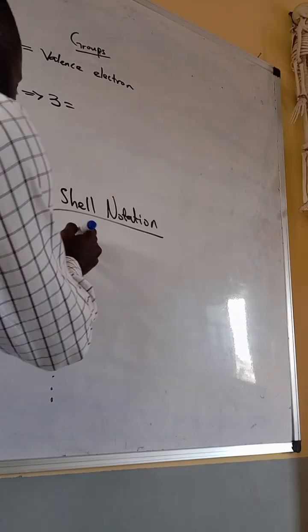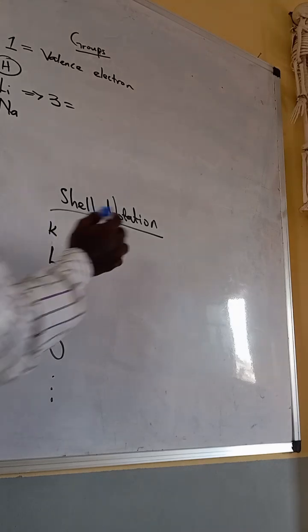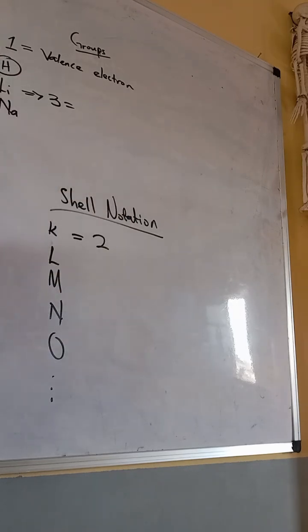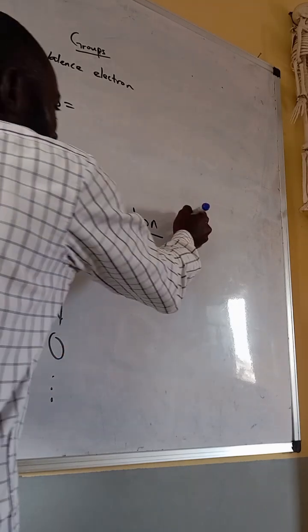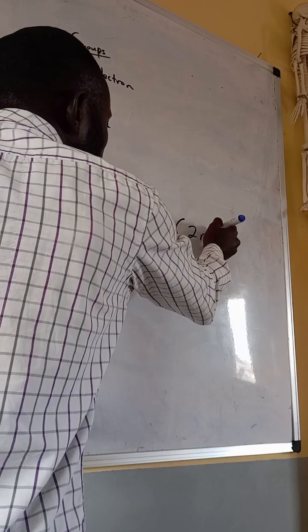For the K shell, it can contain a maximum of 2 electrons. Now, how did I know? It is very simple. There is a formula called 2n to the power 2.